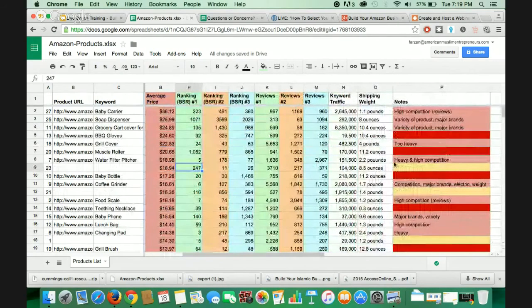Okay, so the water filter pitcher was too heavy at 2.2 pounds, and there was also a lot of competition. We already mentioned the grill cover, which is too heavy at 4 pounds, and for the grocery cart covers there was a lot of variety. Again, grocery cart covers for babies deal with gender, different colors, different styles and designs on the actual product.